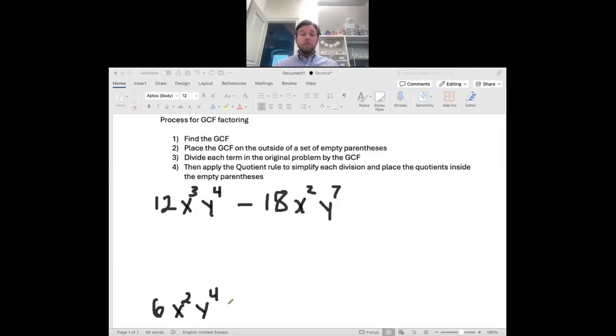That's step 1. Then we write an empty set of parentheses. Okay. And now step 2 is take that GCF you just found, that 6x squared y to the fourth, and divide each term by that GCF. I'm going to do that, and here I capture that minus sign. I capture that sign in front.